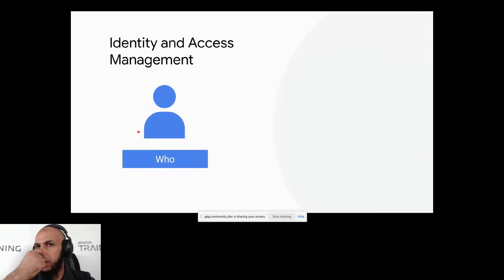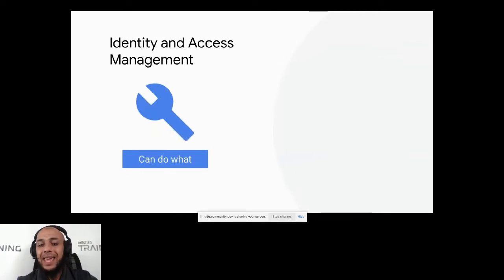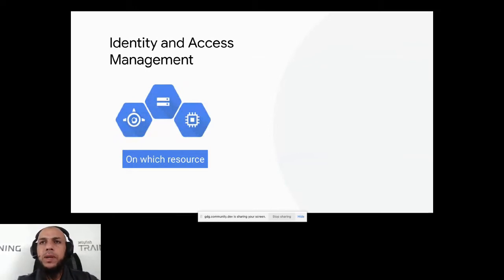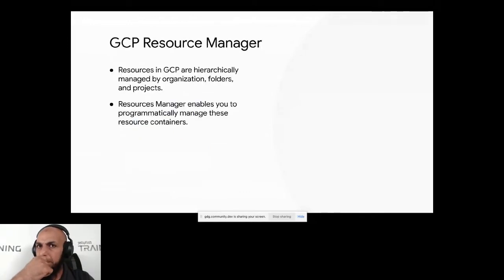So what are the tools that Google gave us to have that governance over access? We have identity and access management. And identity and access management is basically three parts. It is basically who, which is the person I'm going to give access to, and can do what, which is the permissions that I need to give them, and on which resource. So I need to give them these three parts, which we call an identity and access management policy, which will be like a binding between a user and a set of roles, and applying that policy to a resource.